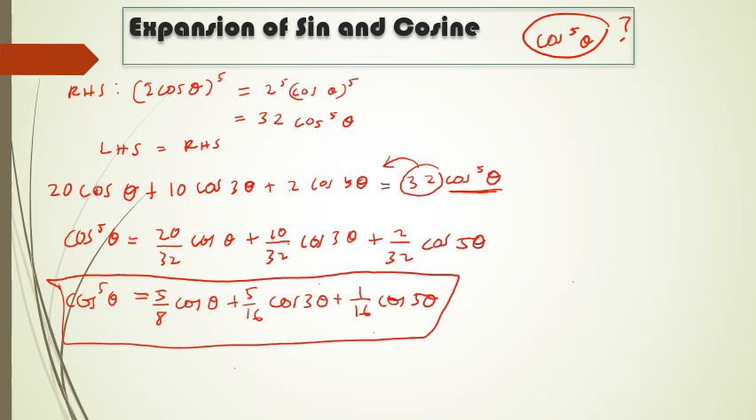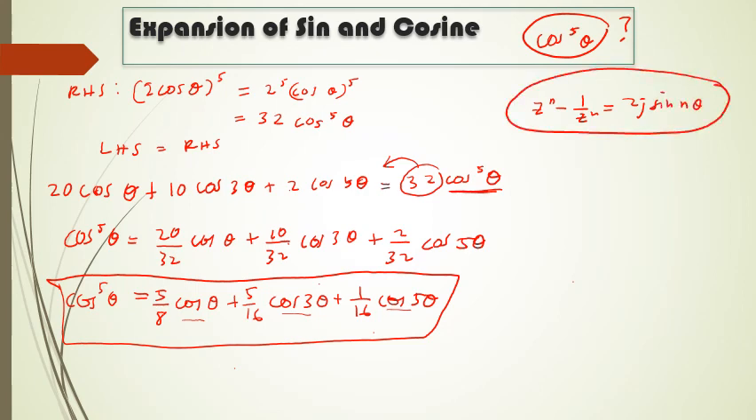This is what we call representing cos theta power 5 in terms of cosines, because we have all cosines. If you want to represent it in sines, you have to use z power n minus 1 over z power n is equal to 2j sine n theta, if you want to express in sines.